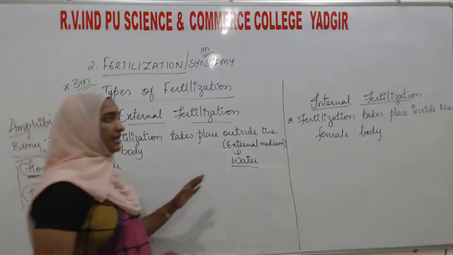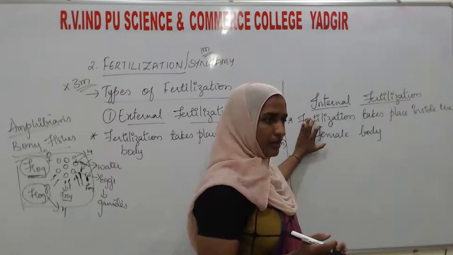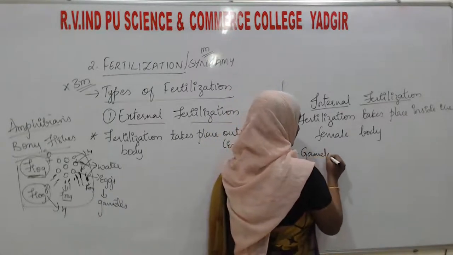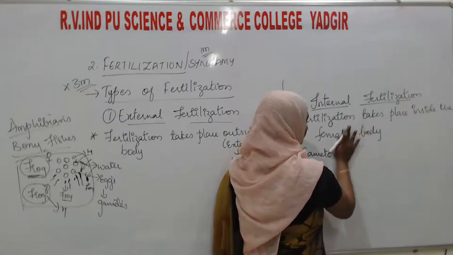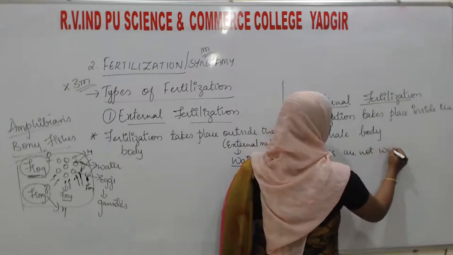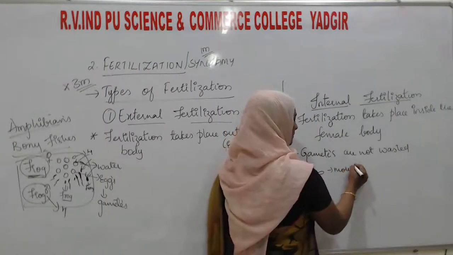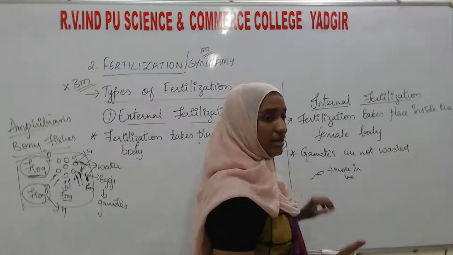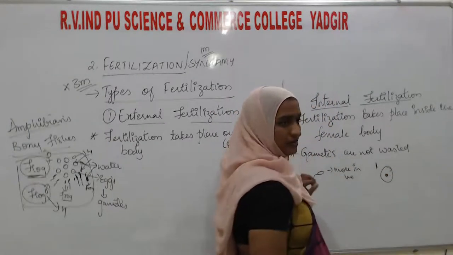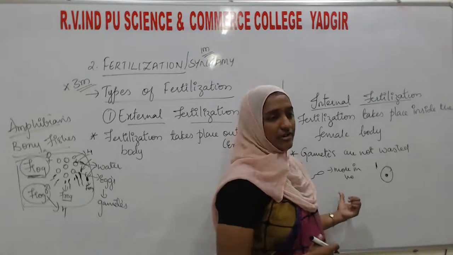But in the internal fertilization, the fertilization takes place inside the female body. And the next thing here, the gametes are not wasted. Why? The male gametes will be more in number, but the female gamete, during each cycle, only one female gamete is going to form. In this condition, the female gametes are not going to be wasted, but the male gametes can be wasted.